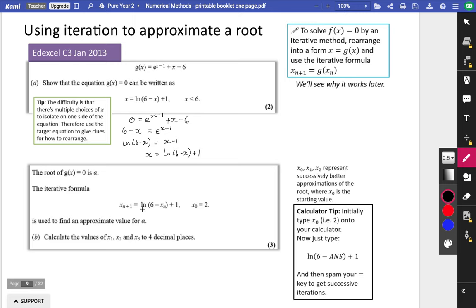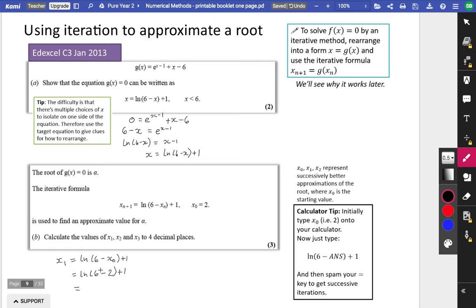Now, if you're familiar with this from GCSE, this is all probably going to be quite straightforward, but I want to just talk about how this formula actually works. So if you think about it, if we're going to try and find out what x_1 is, if you look at that formula, x_1 is when n is equal to 0. So x_1 would be ln(6 - x_0) + 1, which is just going to be ln(6 - 2) + 1, since x_0 is 2. And so we can put that into our calculator and find out what it's equal to.